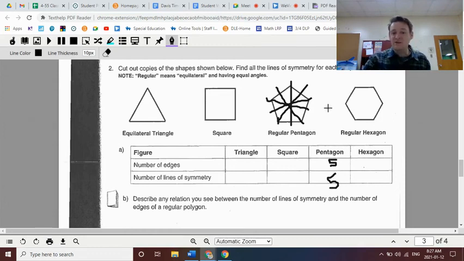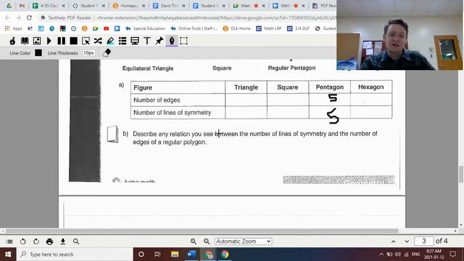Okay, see if you can figure out the rest of them. And then question B says, describe any relation you see between the number of lines of symmetry and the number of edges of a regular polygon. You might already have an idea based on what I did, but do a couple more and see if it fits your, let's use a science word, hypothesis.